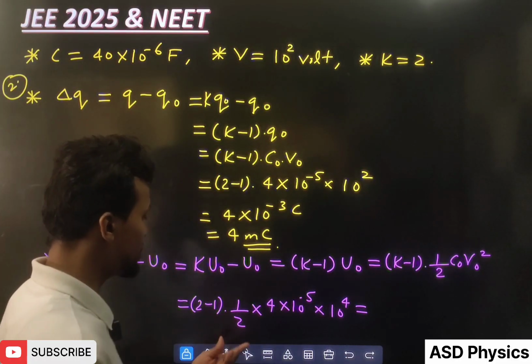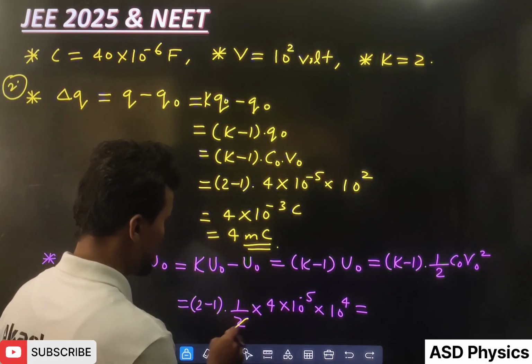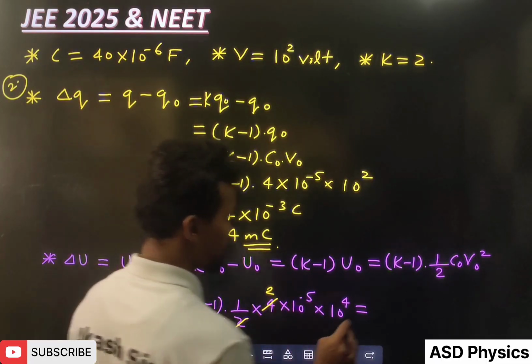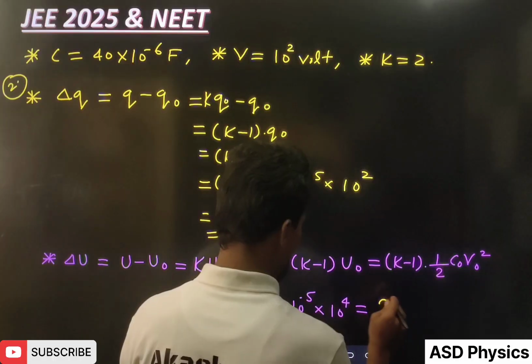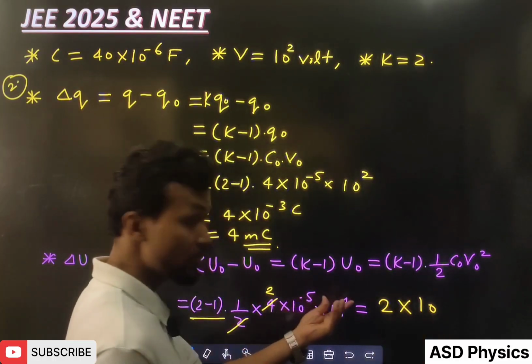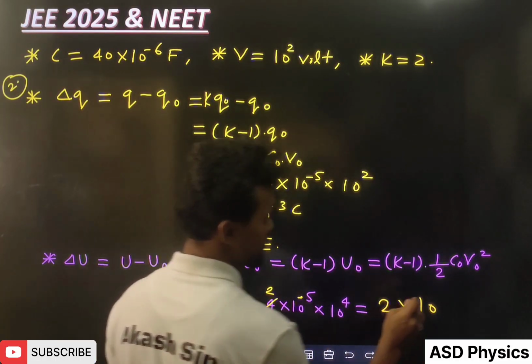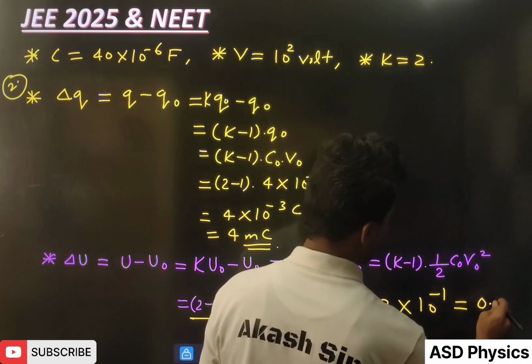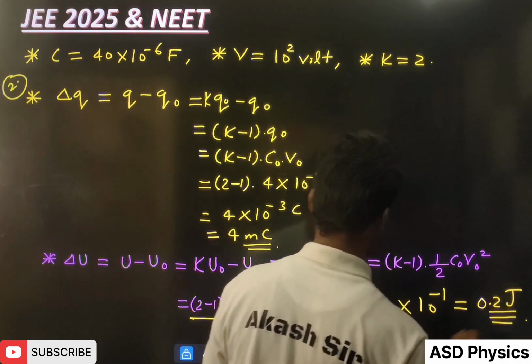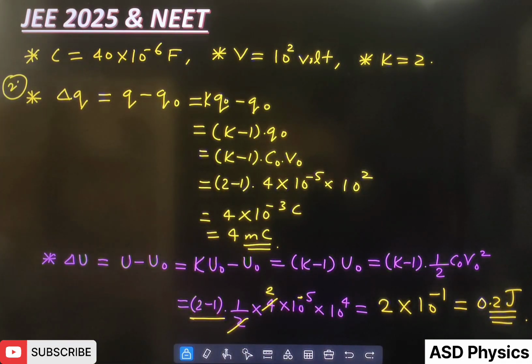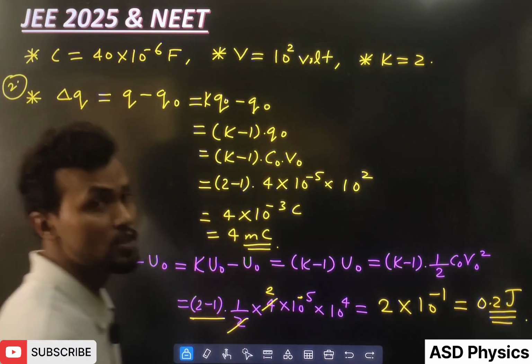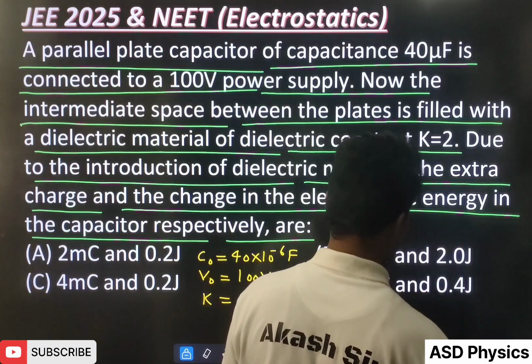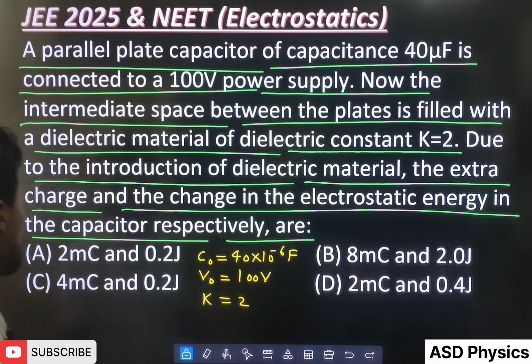So you can see this becomes 2 into 10 to the power minus 5 plus 4, that is minus 5 plus 4, so minus 1. It comes to 0.2 joule. So the change in charge is 4 millicoulomb and the change in energy is 0.2 joule. Now which option is correct? 4 millicoulomb and 0.2 joule. The correct option is option C.